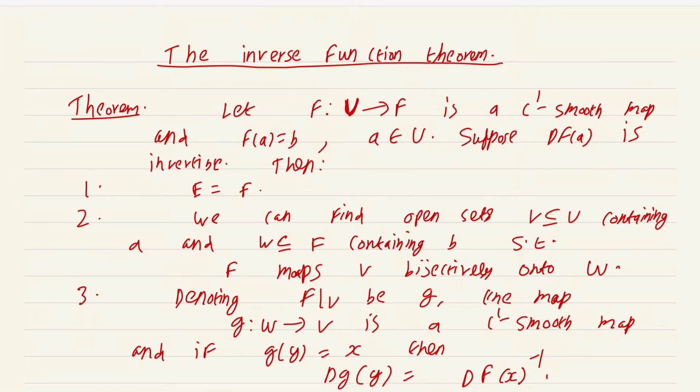But nevertheless, the conclusion of the inverse function theorem is, at least locally, we can find this open set V around A on which f is just a bijection. Now that's not the end of the story of the inverse function theorem. This inverse map G is not just a set theoretic inverse, it's going to be a C1 smooth map as well.